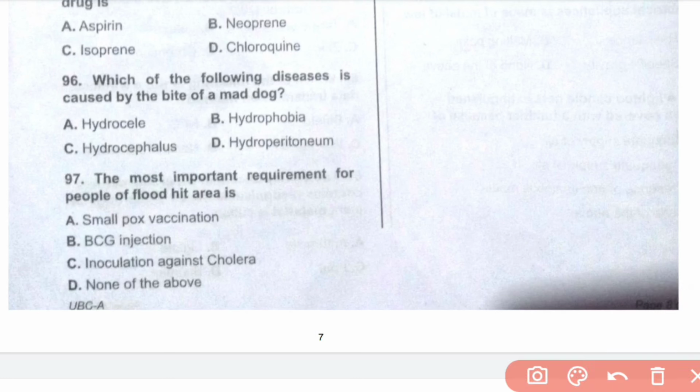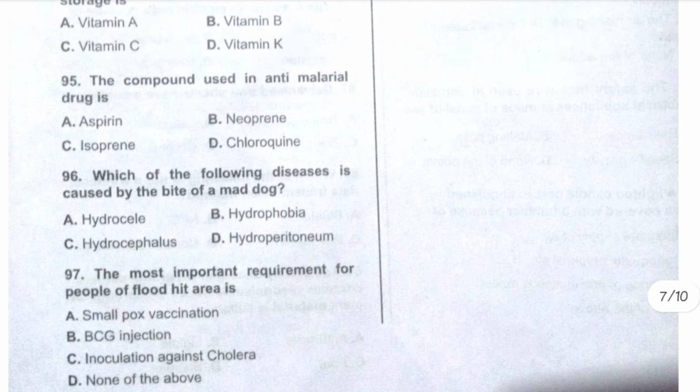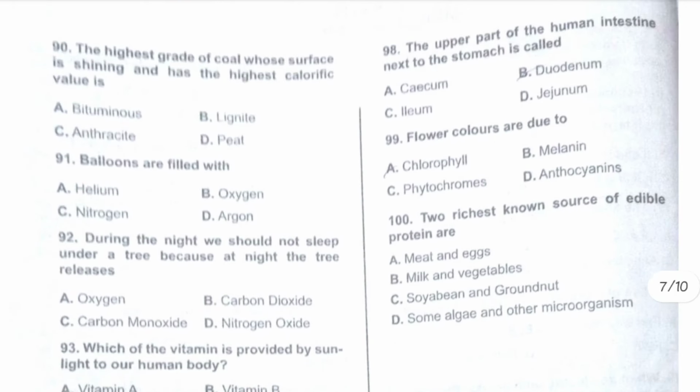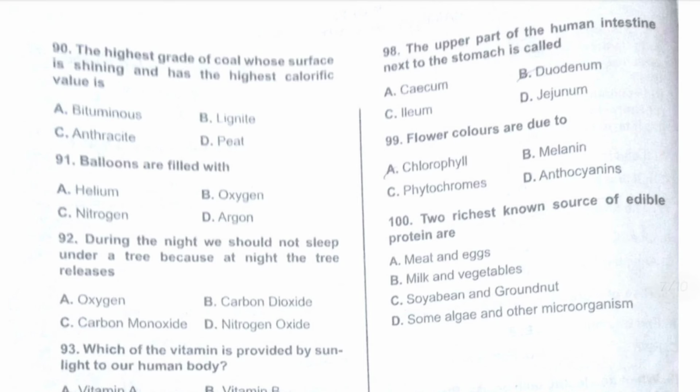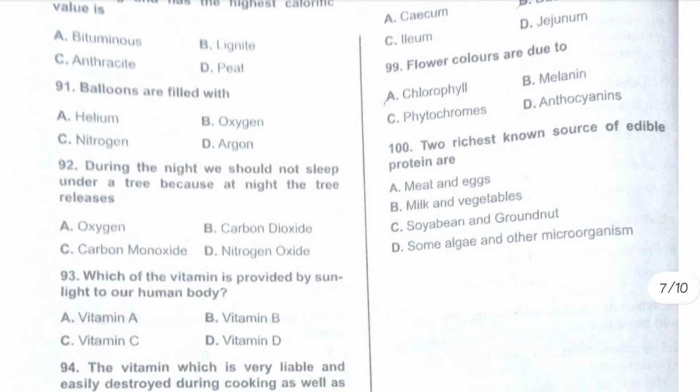96. Which of the following diseases is caused by the bite of a mad dog? This one is hydrophobia. 97. The most important requirement for people of flood-hit areas is C, inoculation against cholera. 98. The upper part of the human intestine next to the stomach is called duodenum. B.